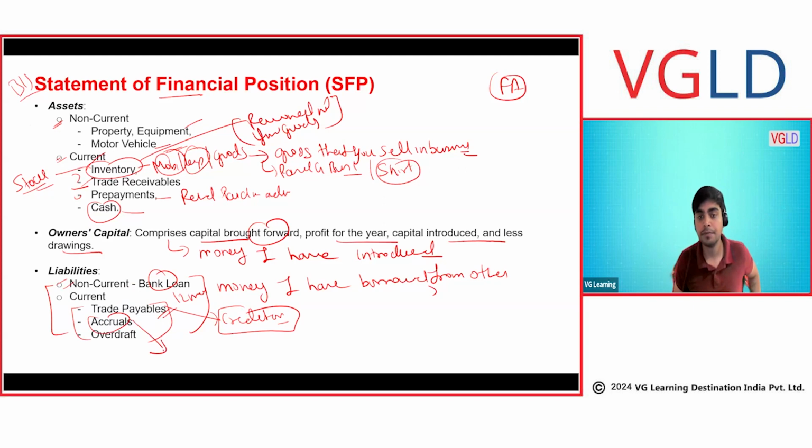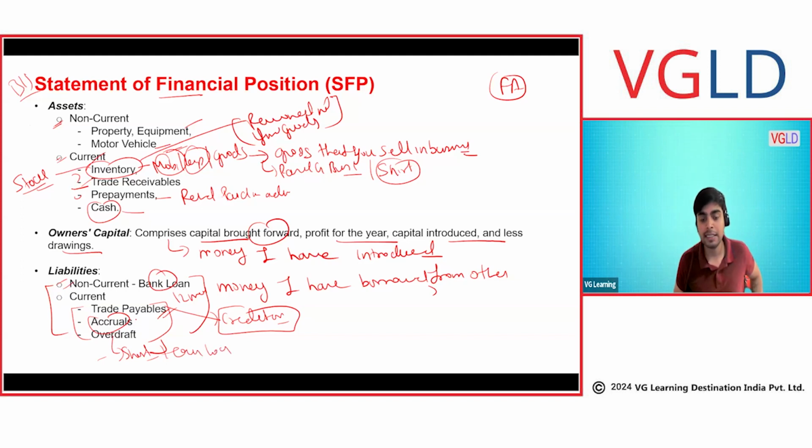Accruals, we will learn. No, trade payables are not short-term loans. You are saying short-term loans will also come under current liability. Trade payables are short-term credit. They are different. Yes, overdraft is a short-term loan.